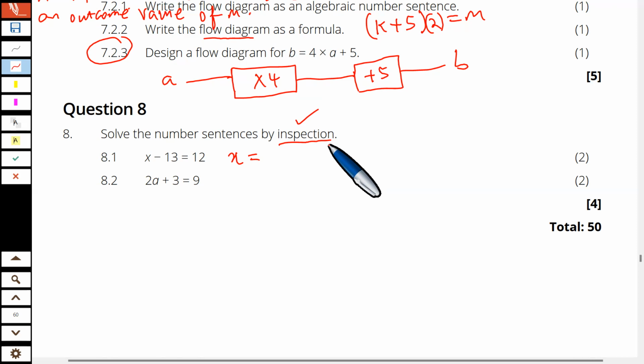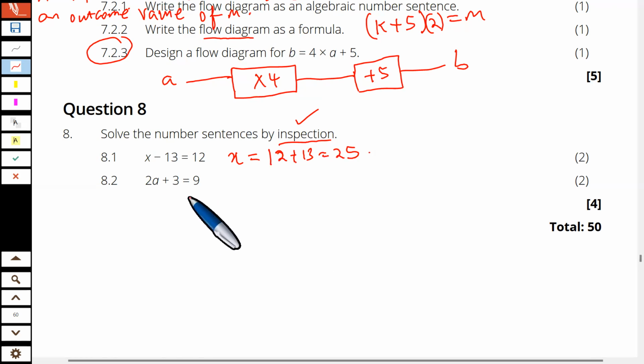What do you think the answer is? It's too obvious, right? It's 25. Well done. It is 25 because it's 12 plus 13 and 12 plus 13 is 25.